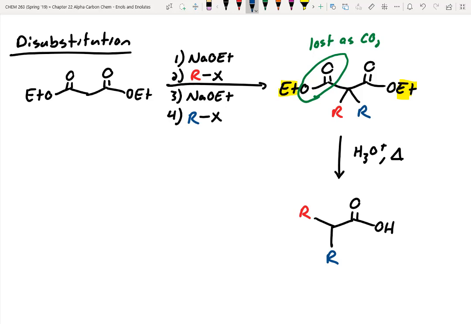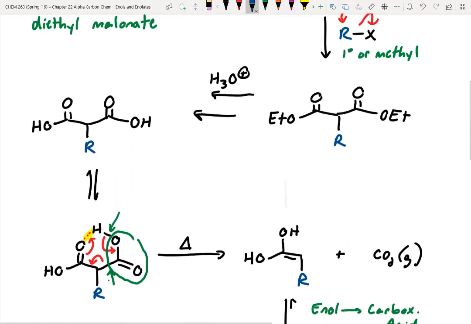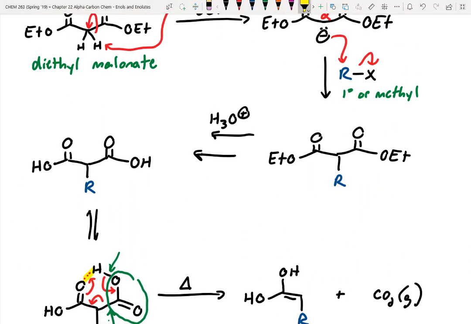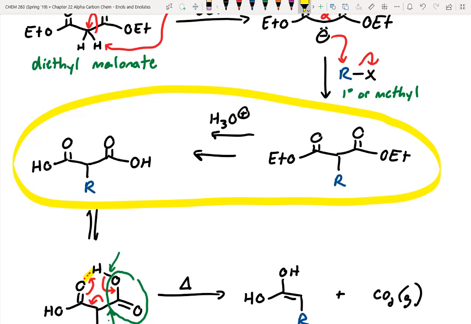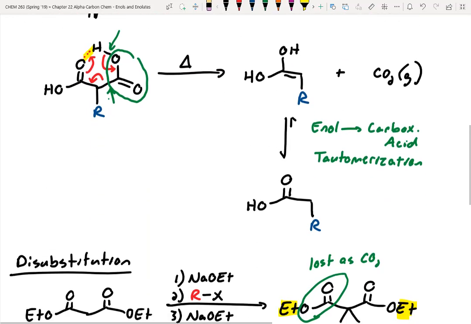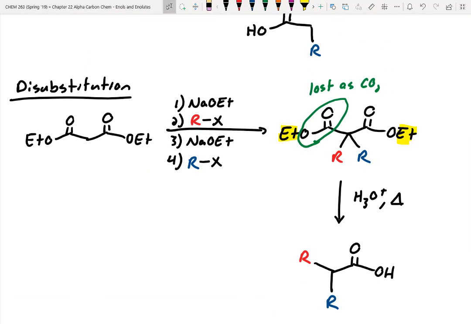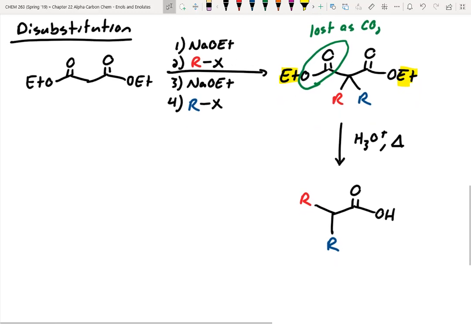Wait, where's that ethyl group from? So the first step we saw, let's go back up here, this transformation, that's going back to chapter 21 chemistry. So we can convert an ester to a carboxylic acid twice. Yep, good question. All right, does that make sense?